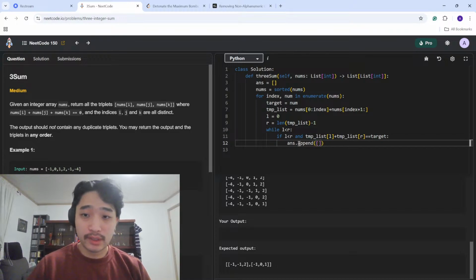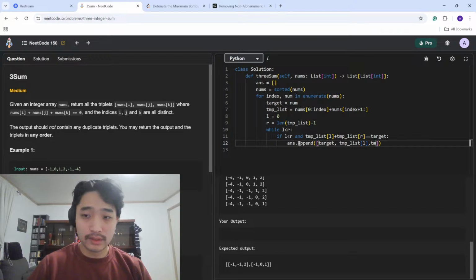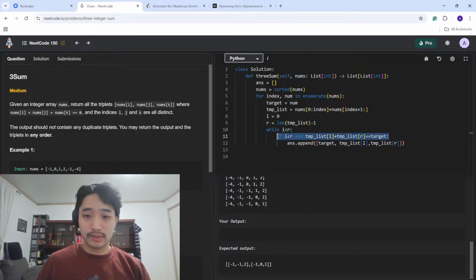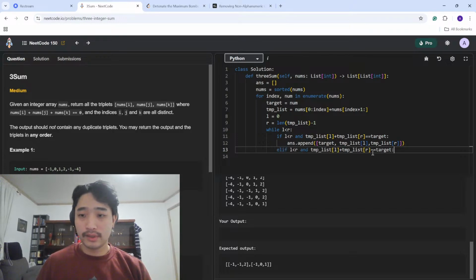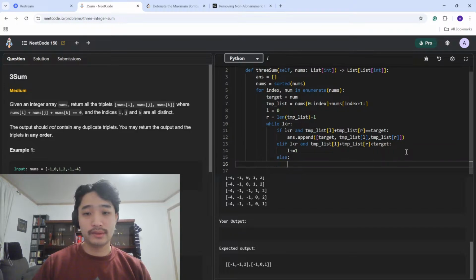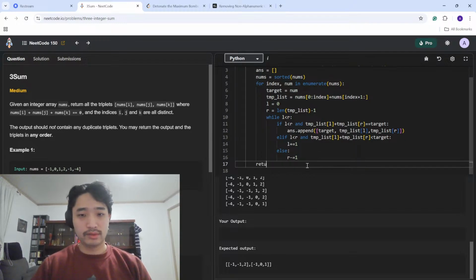It should be the target, temp list L, and temp list R. So we can copy this. If it's less than target, then L plus equals 1, else R minus equals 1. Yep, that seems good. And then return ans.